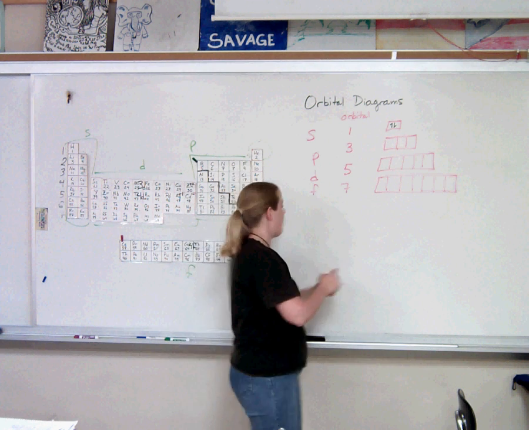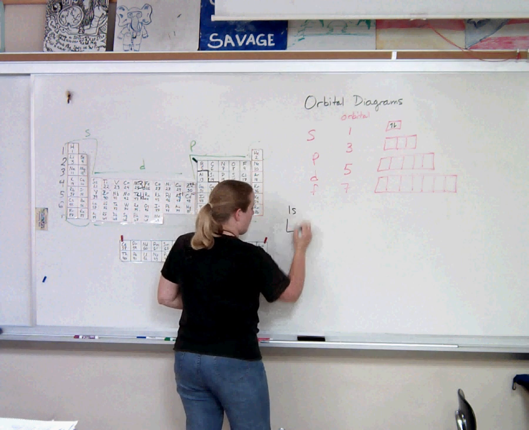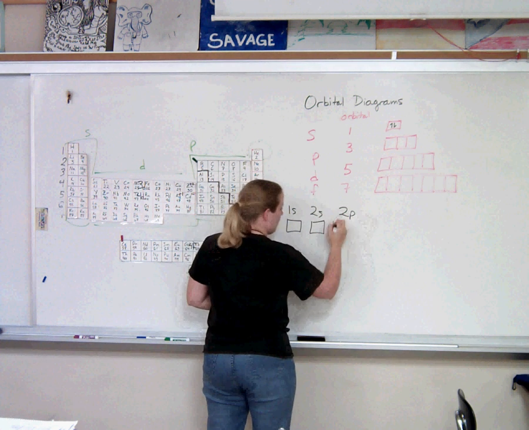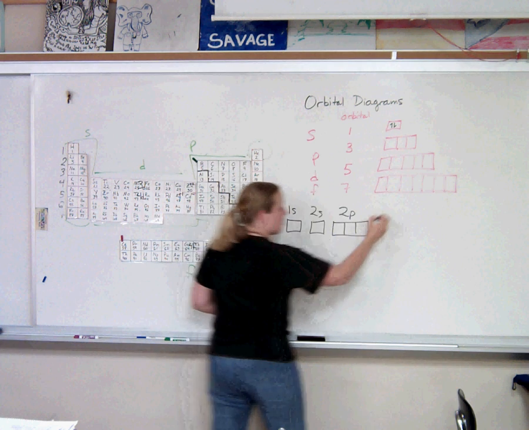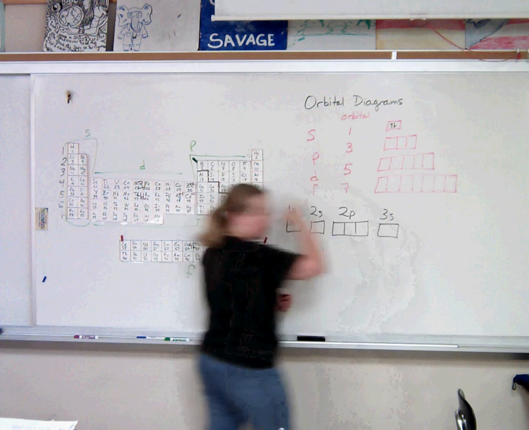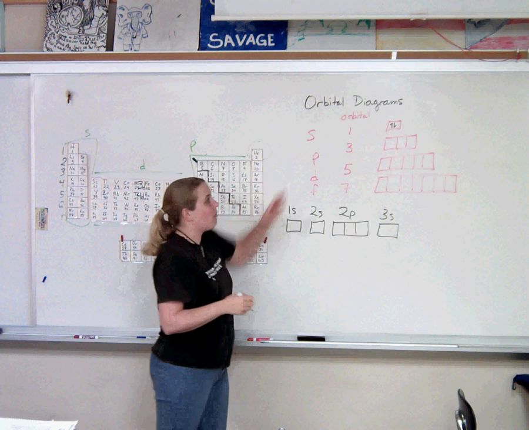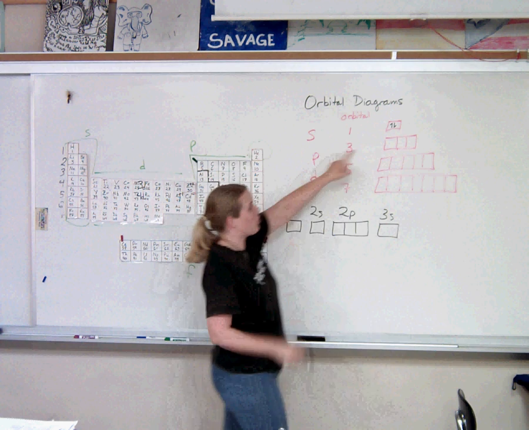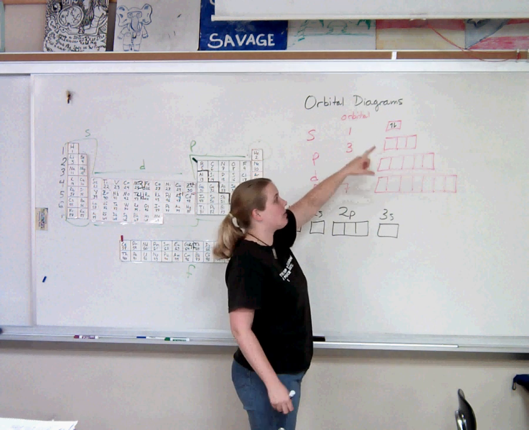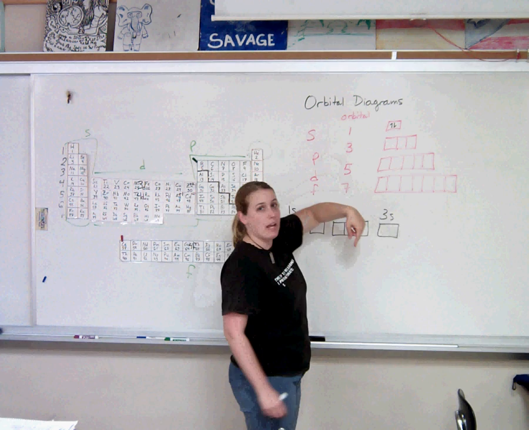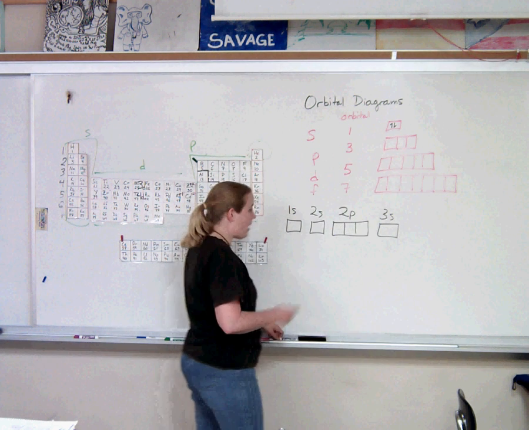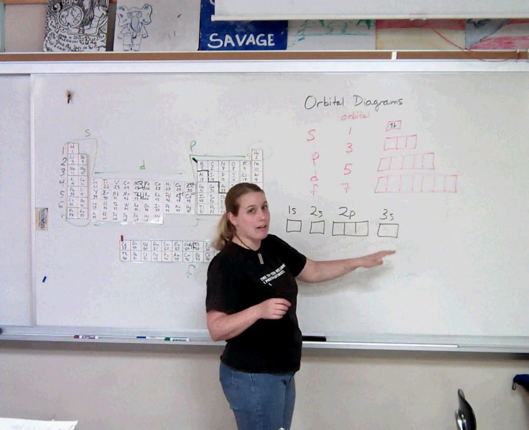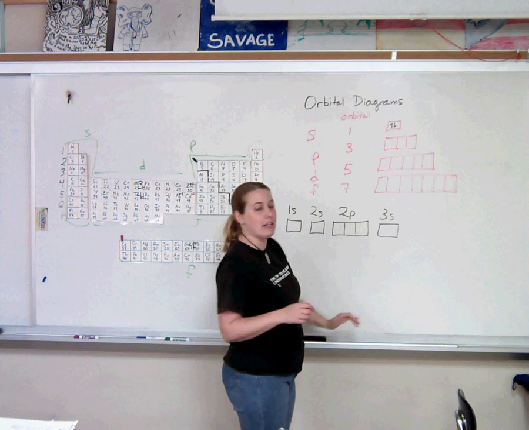So if we were to do 1s, we're going to draw one box. When we do 2s, we're going to draw another one box. And then 2p, we're going to draw three boxes, and then 3s, as we go down and down on the periodic table. So that's Aufbau. Pauli says you can only put 2 electrons per orbital, which means you can only have 2 arrows per box. And those arrows have to spin in opposite directions. So you can have an up arrow and a down arrow. And then according to Hund, if you have a P, you're going to put 1 arrow in each box to represent 1 electron per orbital until they're filled up.